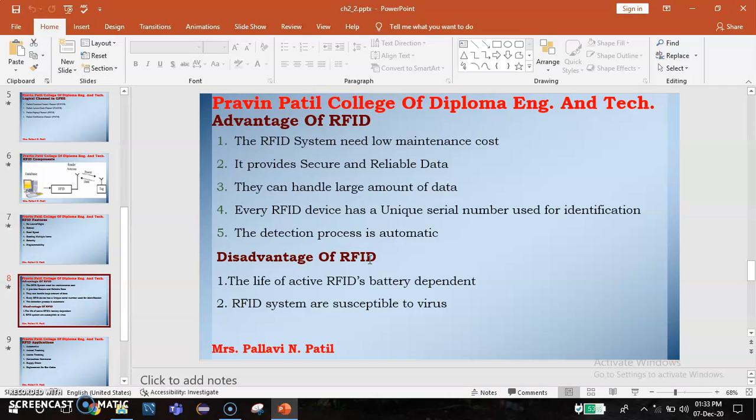The next, disadvantages of RFID: the life of active RFIDs depends on batteries. RFID systems are susceptible to viruses. These are the advantages and disadvantages of the RFID.